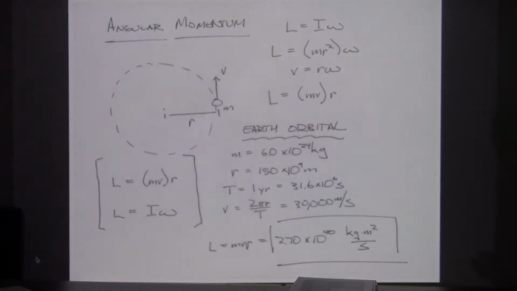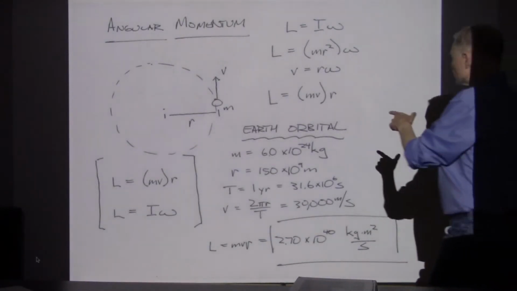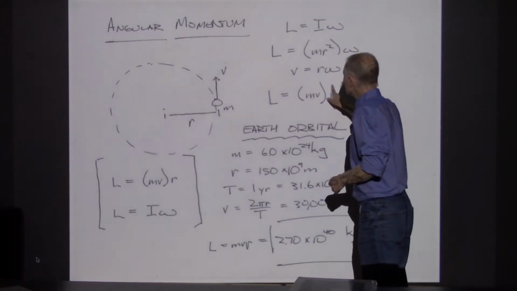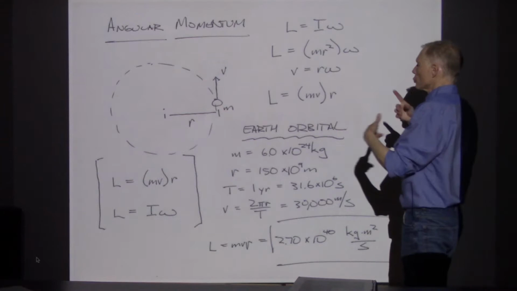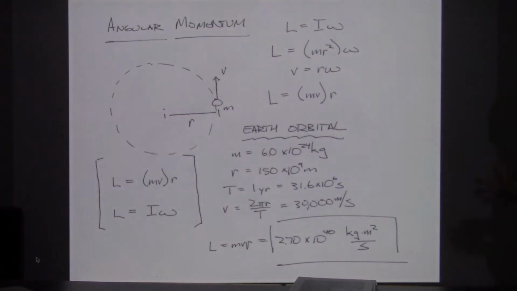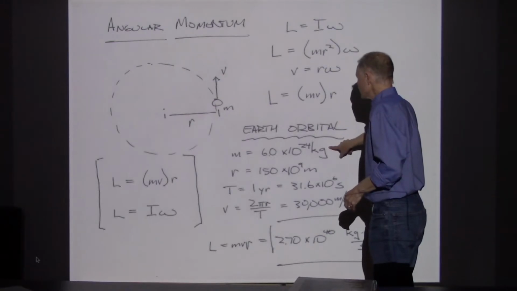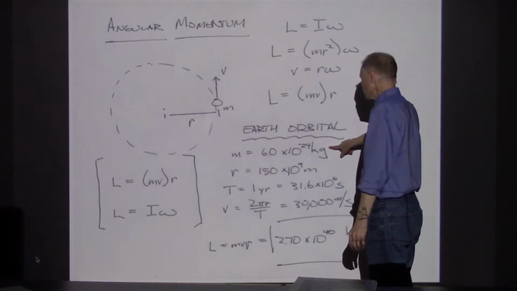mvr gives us the angular momentum. Now we'll see that more generally this is only true if the motion is circular. If it's elliptical, or if it's some other kind of shape, we have to generalize that. Now, for the Earth's orbital motion, this is the mass of the Earth, 6 times 10 to the 24 kilograms.